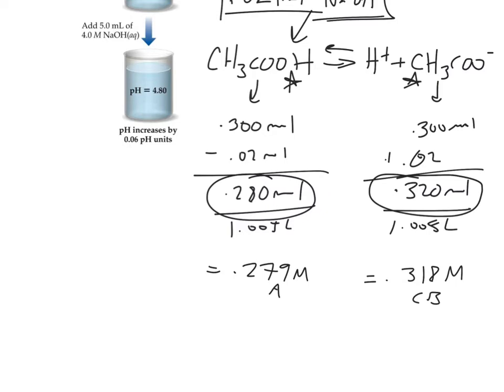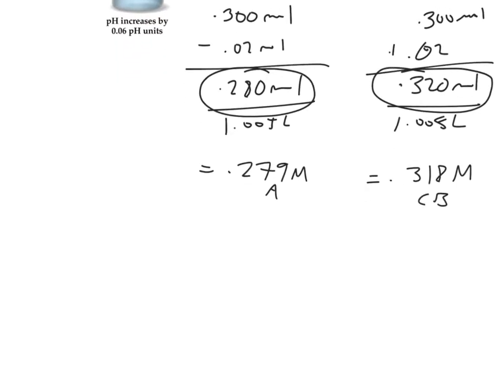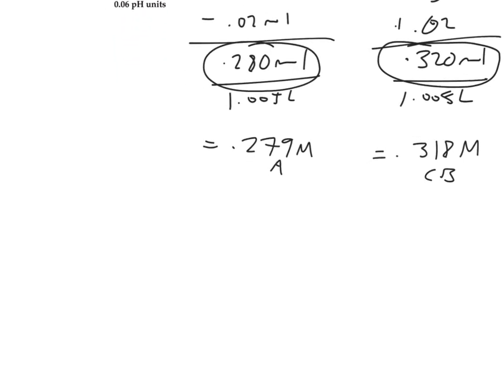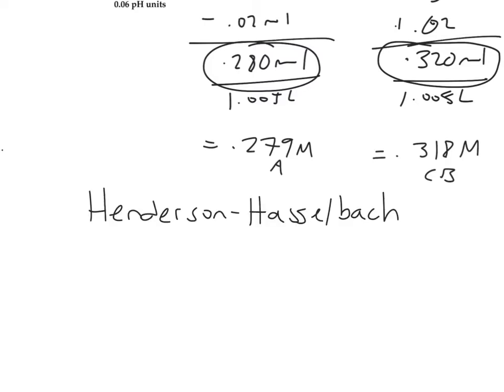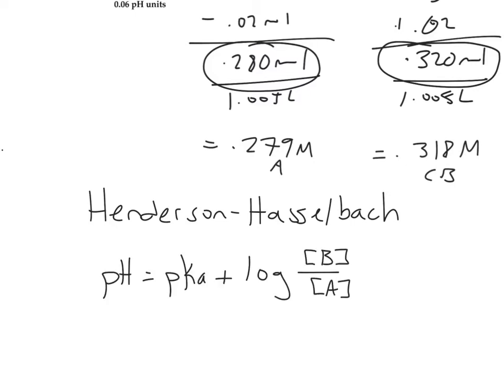There's two ways to do this. There's the hard way and the easy way. The hard and most cumbersome way is using an ice table, but I'm going to introduce to you something called the Henderson-Hasselbalch equation. The Henderson-Hasselbalch is a nice way, and it's a very easy way, and it basically shortens up an ice table. And it's listed on your yellow sheet, and here's the formula.